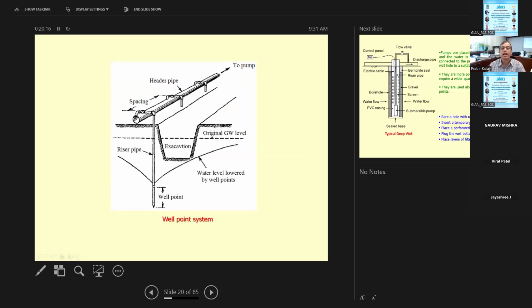This is a well point, and there is, as I mentioned, the header pipe and the riser pipes. There may be several riser pipes for a multiple system. Then, how much is the original water table, and now after the dewatering technique, this is the final water table.